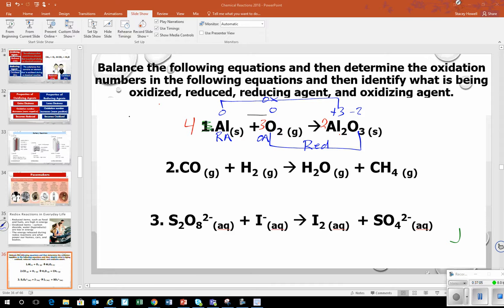Okay, I want you to take a minute and balance the last 2. Sort of ignore that 2 and 3, they were supposed to be over farther. Balance them, determine the charges, determine what's oxidized and reduced, and tell me what the RA and the OA are. I am going to have different people come up and do different parts of that, so make sure you're working on it.